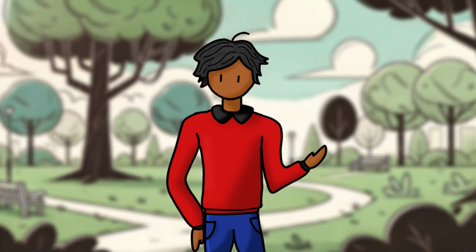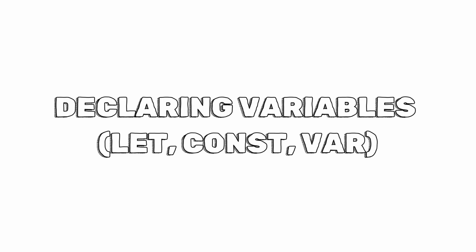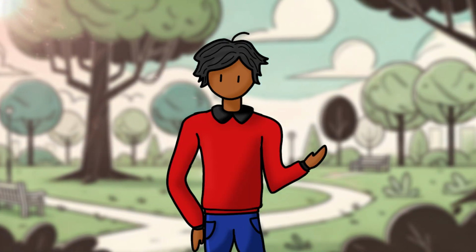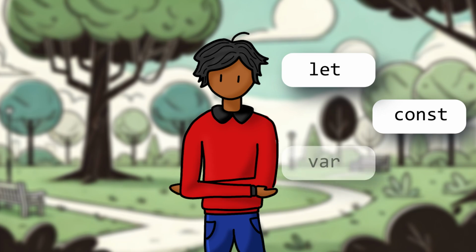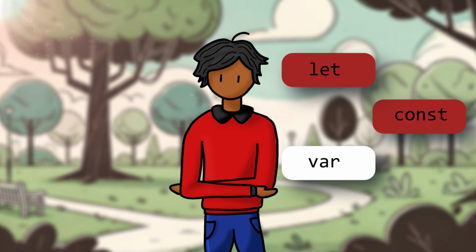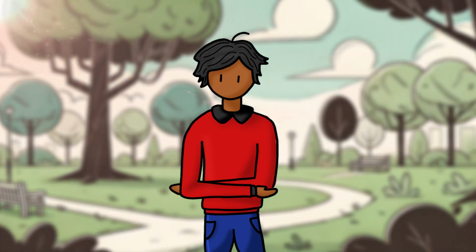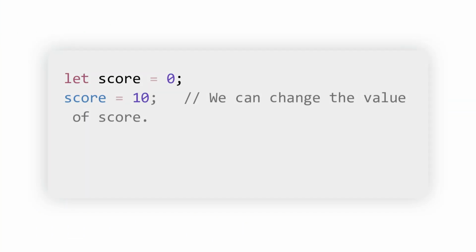Now that you know what variables are and the different types you can use, let's talk about how to declare them. In JavaScript, we can use three keywords to declare variables: let, const, and var. Let and const are the most commonly used today, while var is an older syntax you might still encounter. Let's start with let. Let is used when you want to declare a variable whose value might change later on. For example, let score equal to 0. And to change it, all you have to do is score equal to 10.